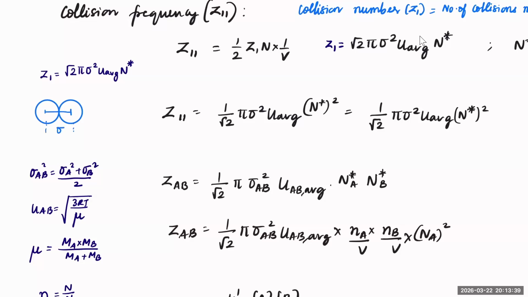Well, in case you have two of the same particles, suppose A and A, then it is fine. But what if you have two different sizes, or two different particles? In case you have two different particles, A and B, then we take something like an average here, which we call AB. And that AB can be calculated as an average in terms of their squares. So sigma A square plus sigma B square by 2 is equal to sigma AB square.